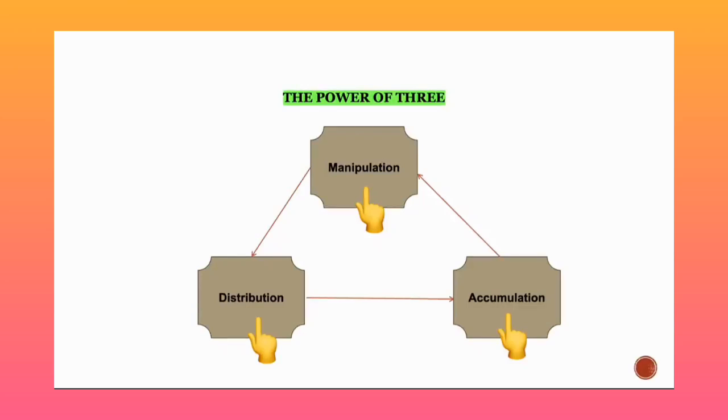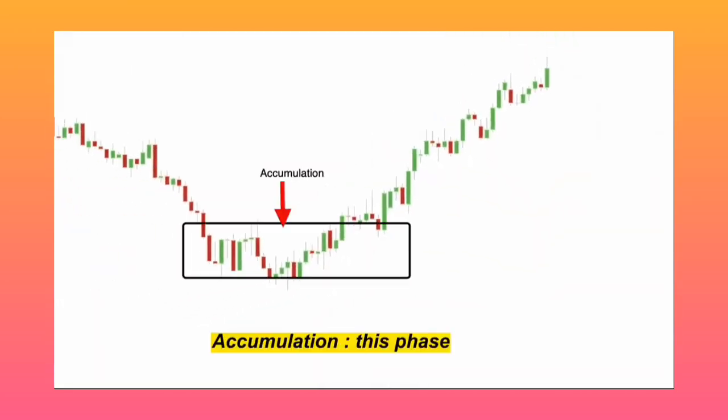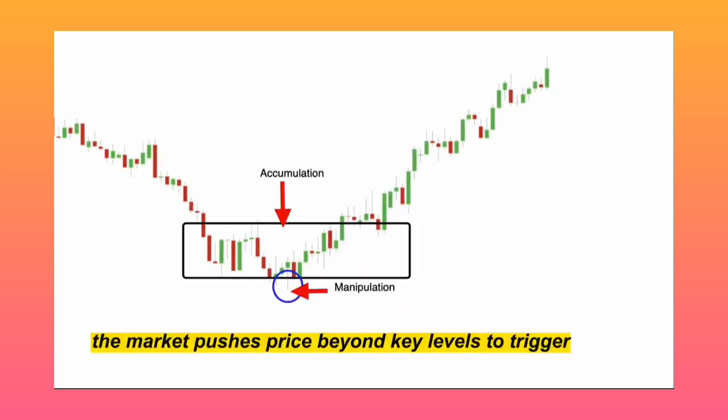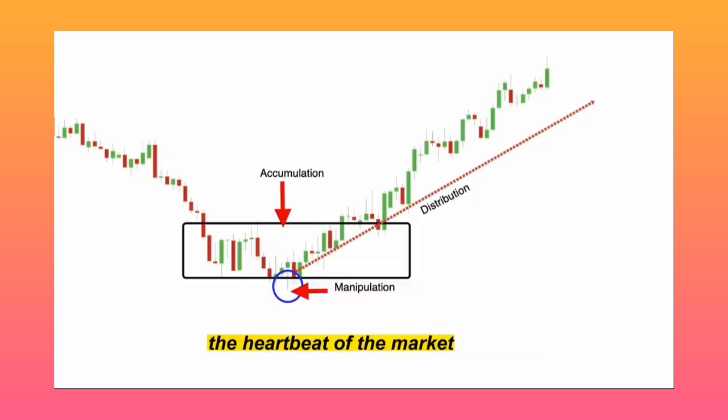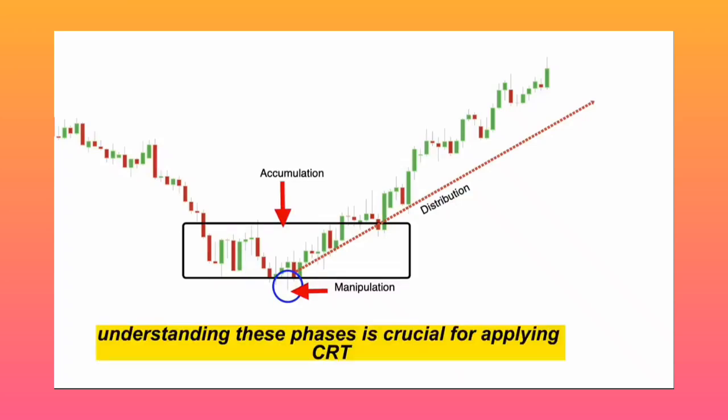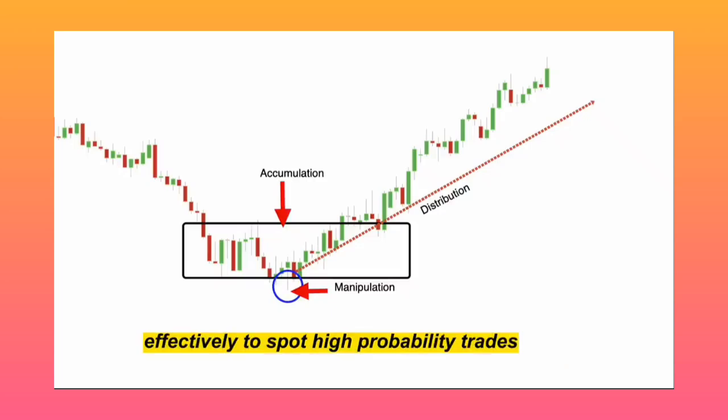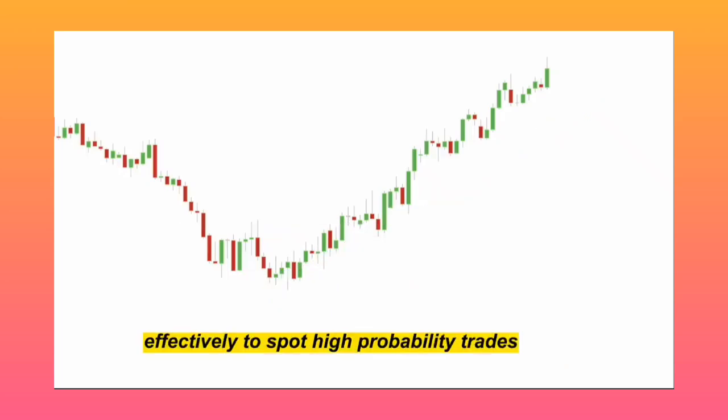These phases represent the cycle the market constantly moves through. Accumulation: this phase is where price consolidates and moves sideways, gathering liquidity. Manipulation: here, the market pushes price beyond key levels to trigger stop losses, grabbing liquidity. Distribution: after manipulation, price reverses and moves in the opposite direction to distribute liquidity. The power of three is essentially the heartbeat of the market. Understanding these phases is crucial for applying CRT effectively to spot high probability trades.